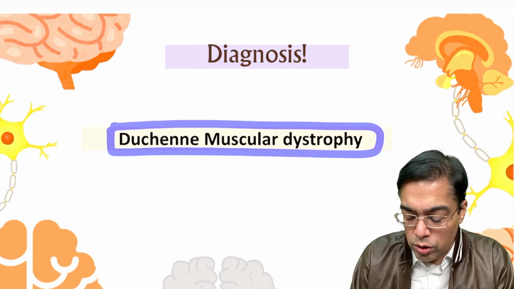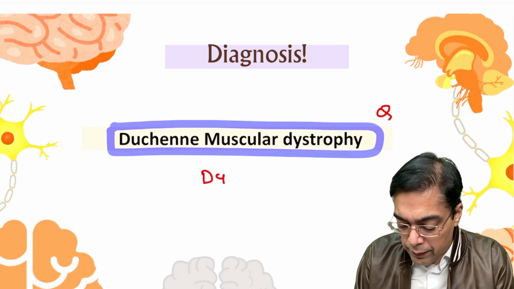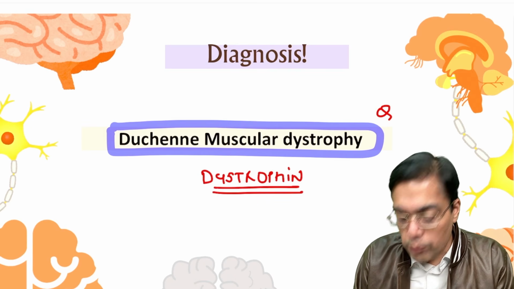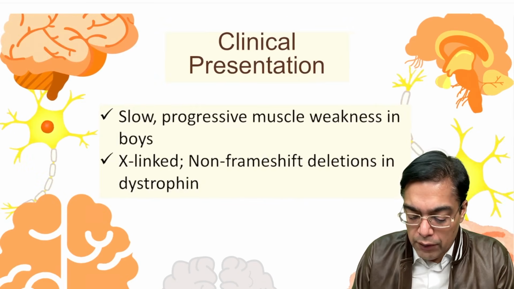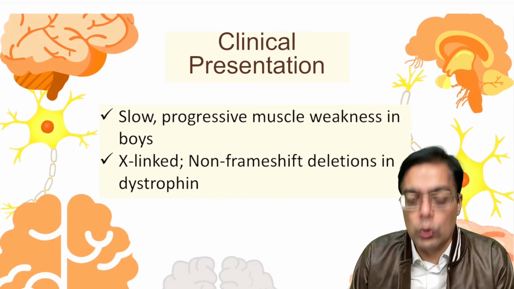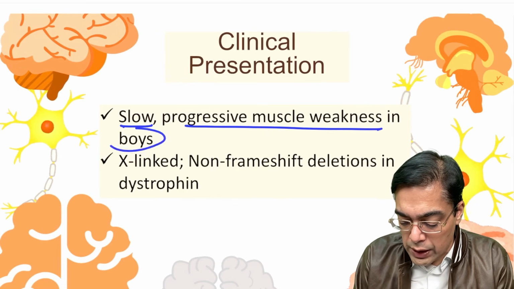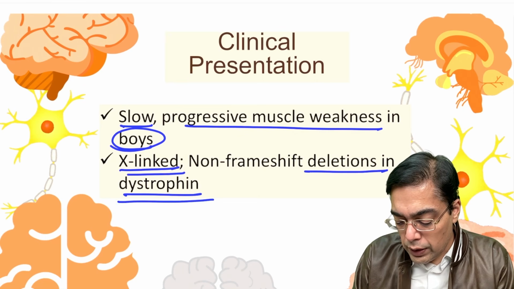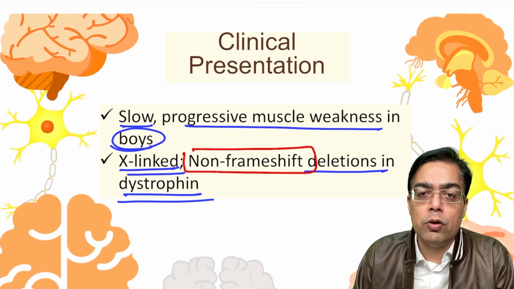In case of patients having Duchenne's muscular dystrophy, what exactly is the protein that is going to be defective? Yes, you are very right. These patients have a problem at the level of dystrophin, and this dystrophin is relatively less or deficient in the patients. Whenever the question mentions a patient with slow progressive muscle weakness, again in a boy, the question is associated with X-linked inheritance, and there is a deletion in dystrophin. Typically, if it is a higher-level question, it will make a mention of a non-frame shift mutation responsible for deletion in the dystrophin.